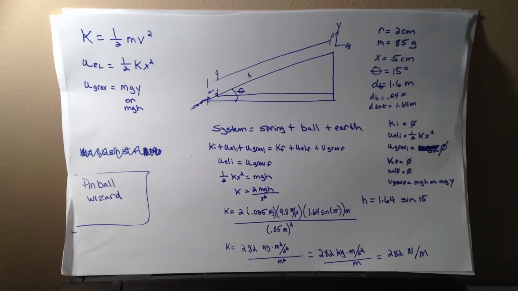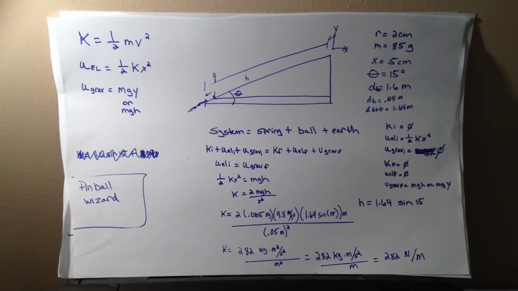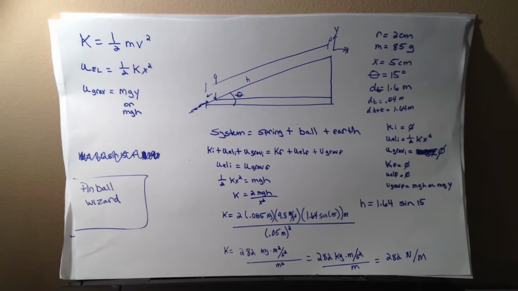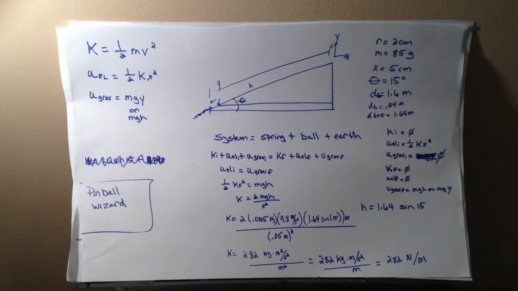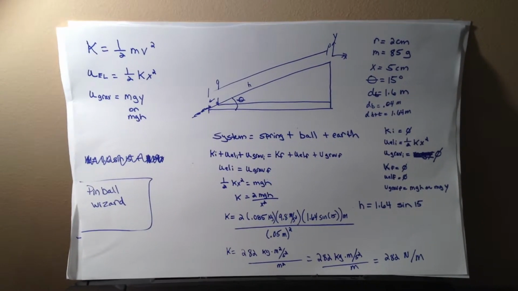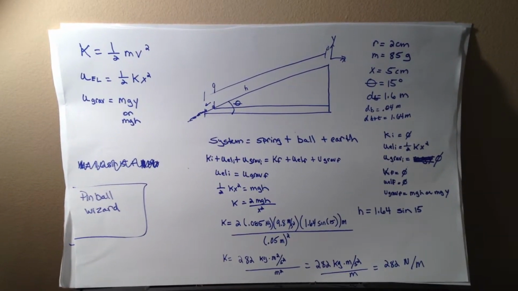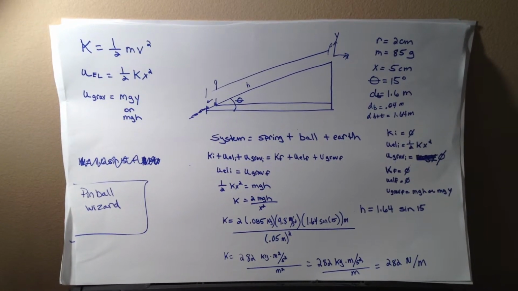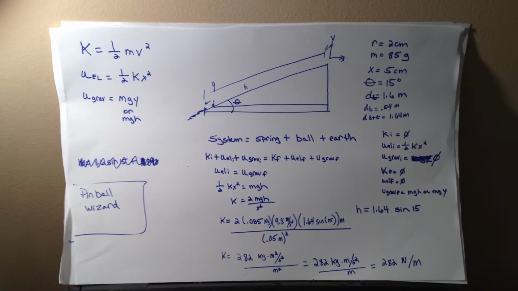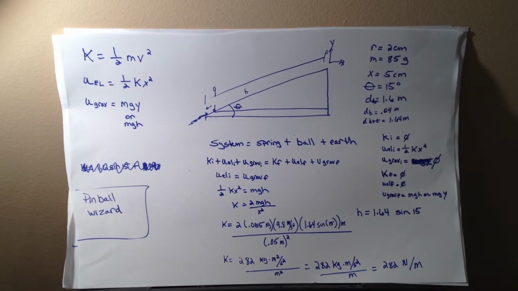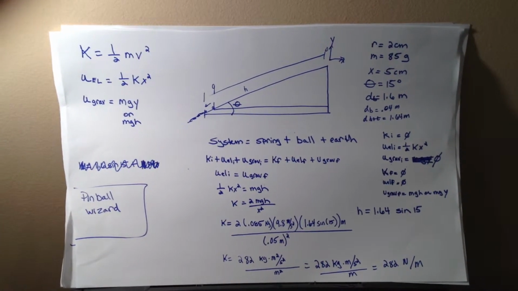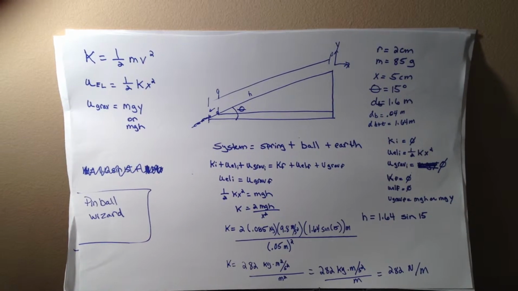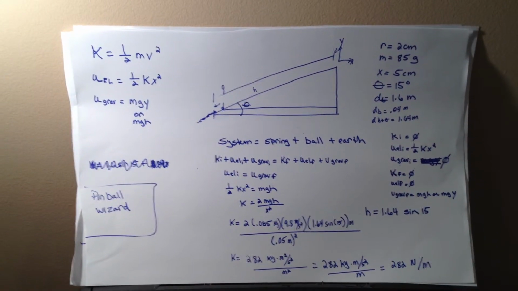We're going to start out on the left hand side with the formulas that we can use in work energy problems. We've got K equals 1/2 mv squared for kinetic, U elastic is equal to 1/2 kx squared, where k is the spring constant, and U gravity is equal to mgy or mgh.